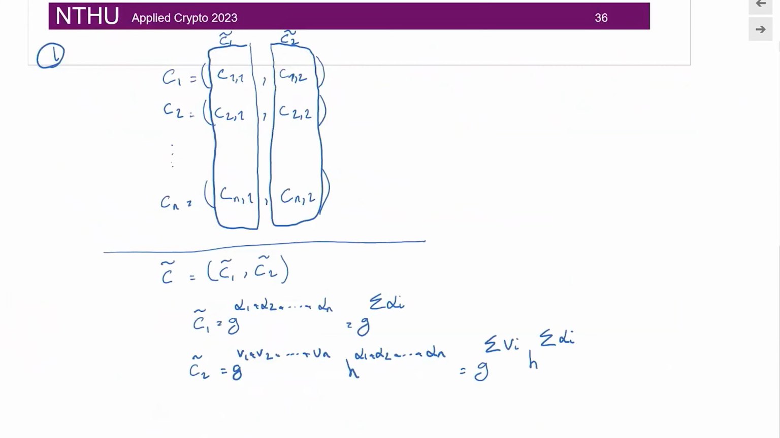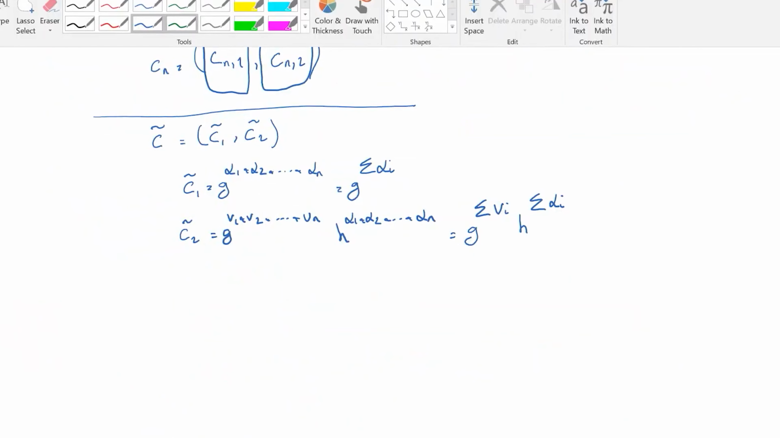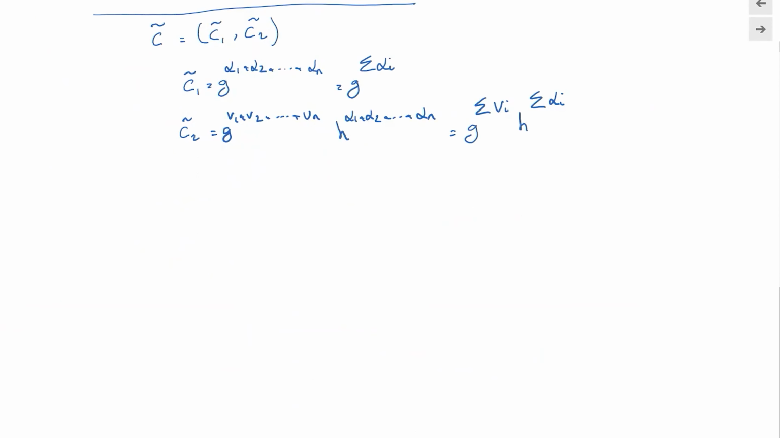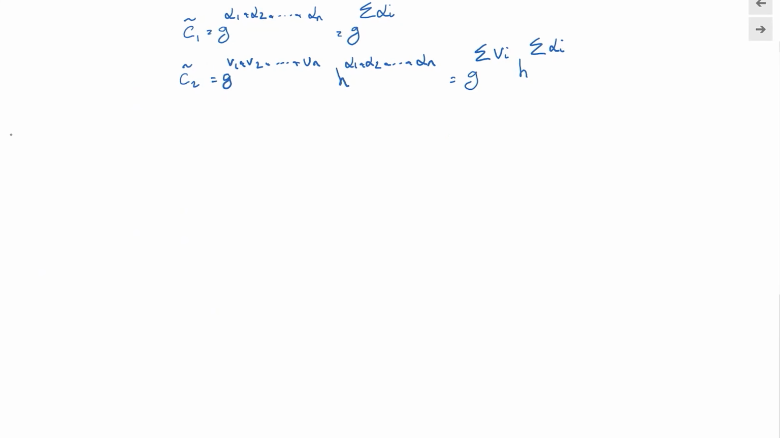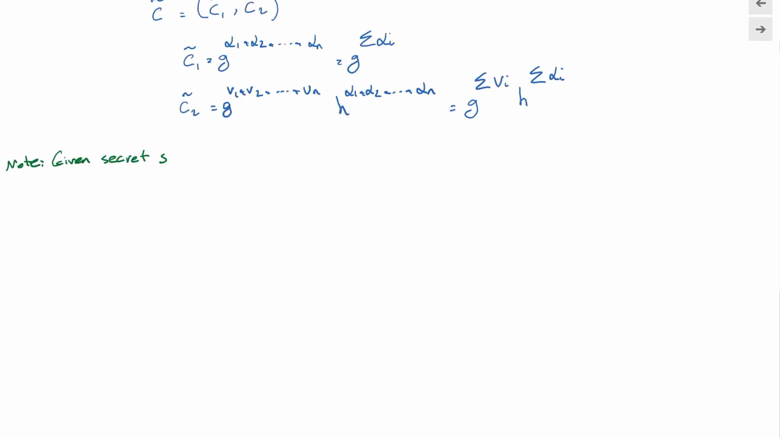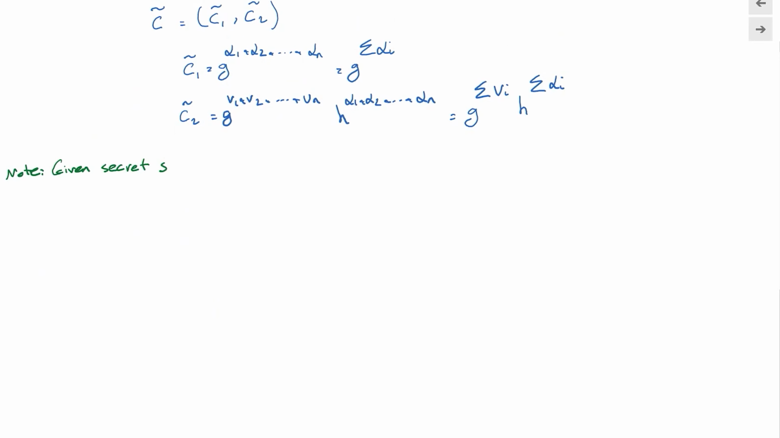So let me go down. Let me also change the color so we know we are talking about a different thing. So the point is, if we are given, let me write it this way. If you are given the secret S, if we knew the secret S, then we could basically recover the votes.